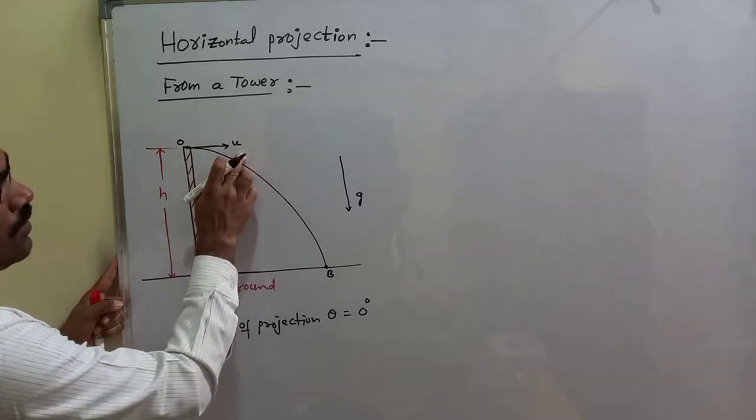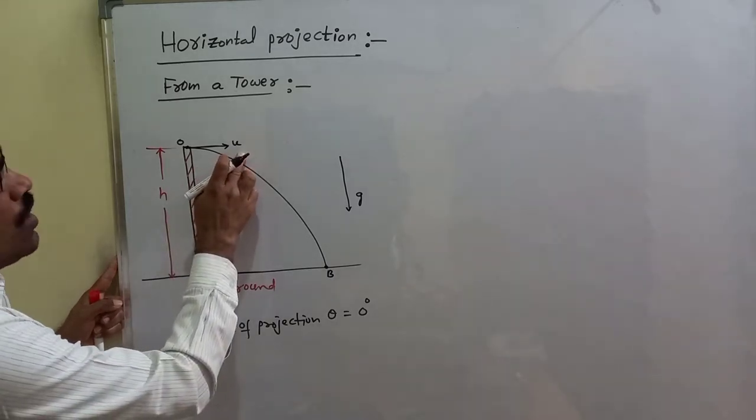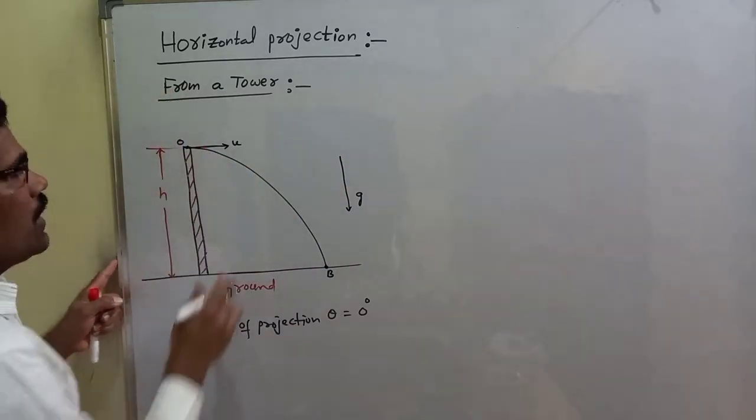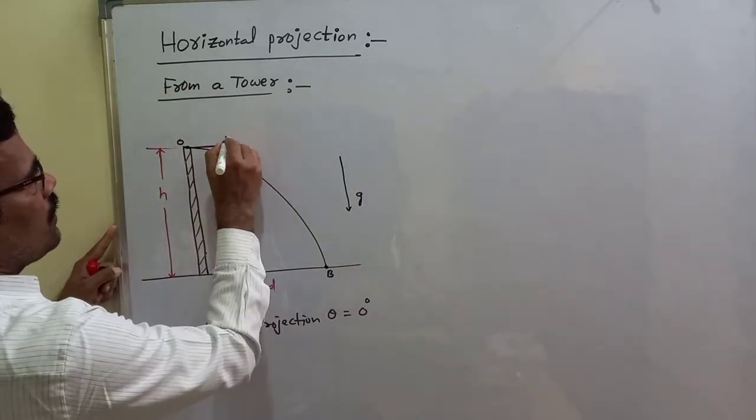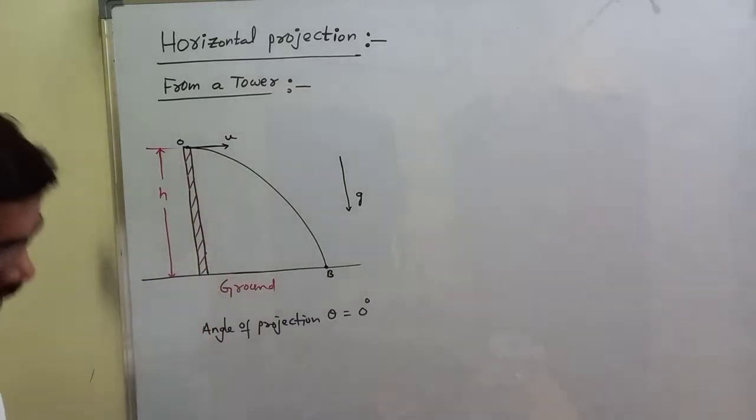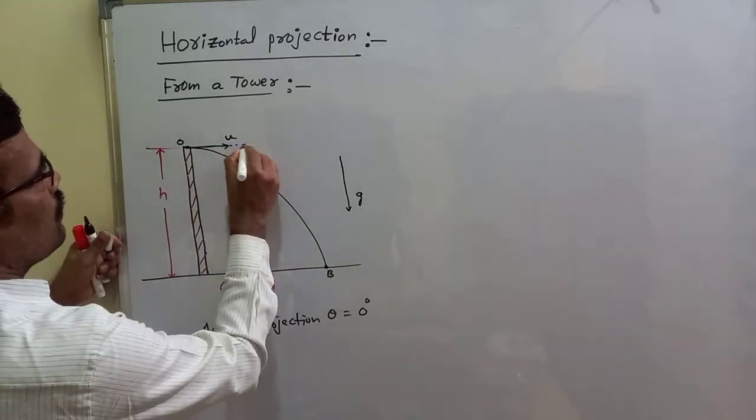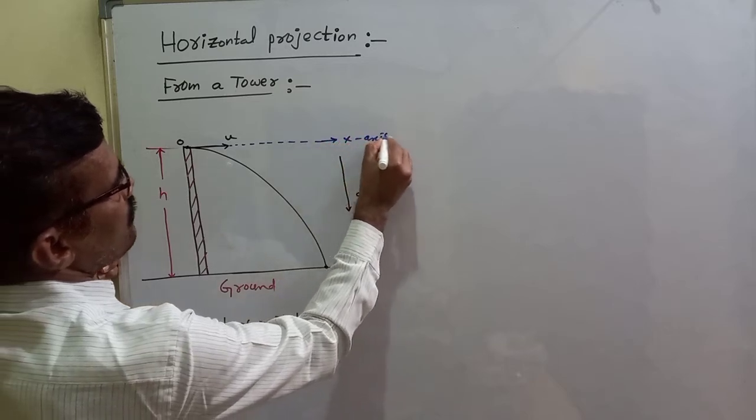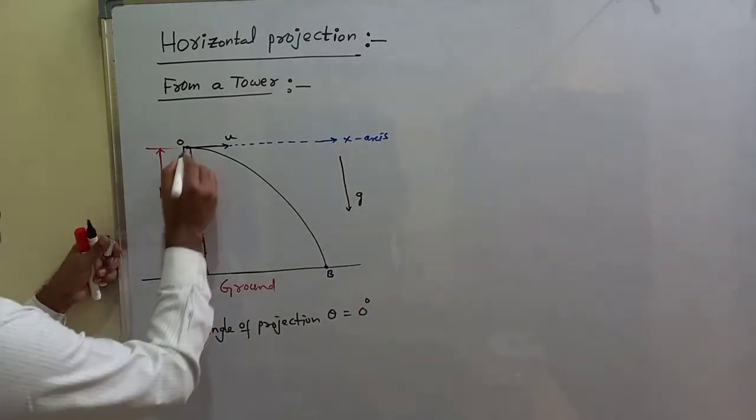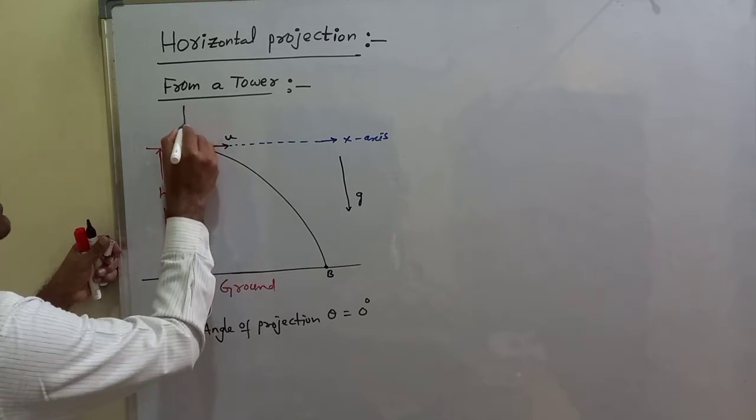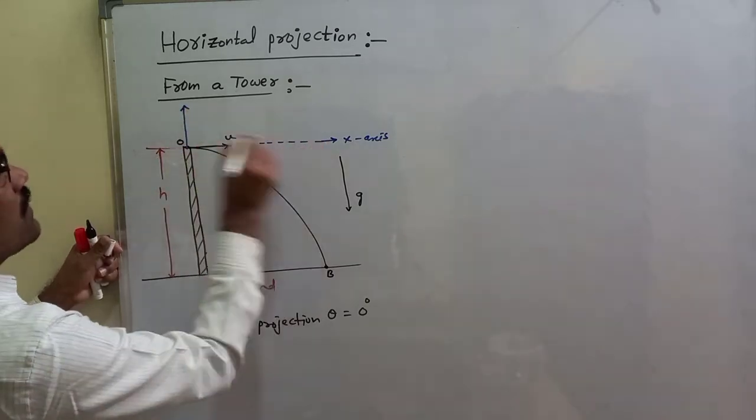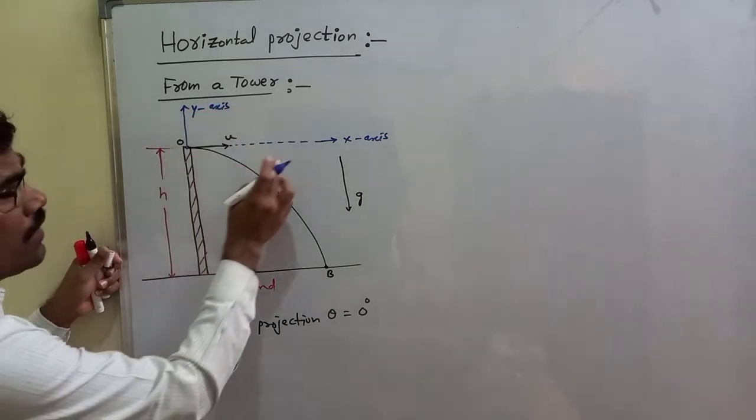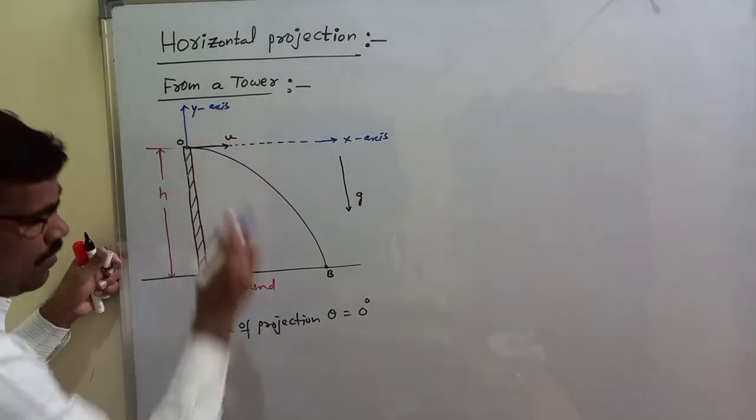u can be resolved into two rectangular components, one along the horizontal, another along the vertical. So let us consider this is the horizontal direction. It is taken as the x-axis. The y-axis is this. Here u can be resolved into two rectangular components.